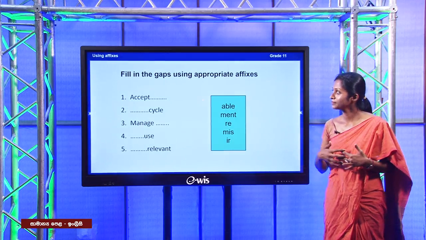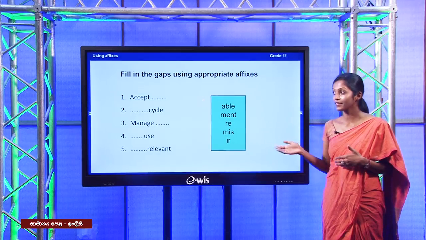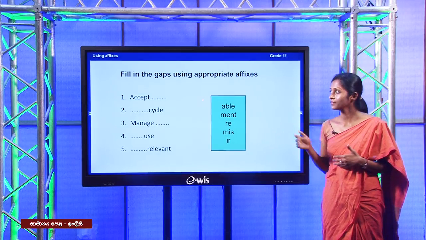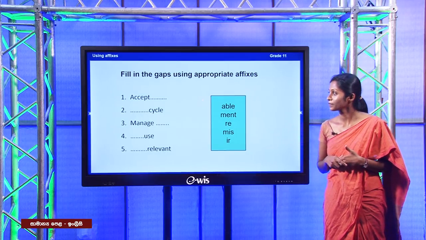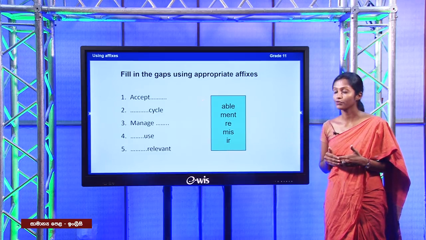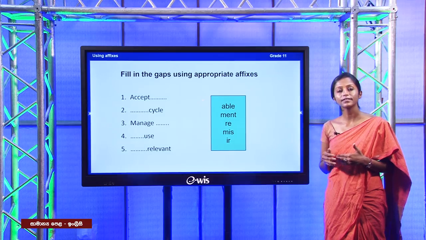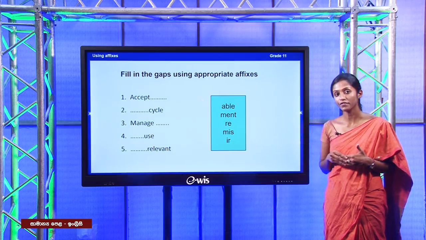Now I want you to practice prefixes and suffixes further. I want you to fill in these gaps using appropriate affixes. I have given you 5 affixes in the box. This is not difficult because there are only 5 root words. Look at the first one, accept. Second one, cycle. Third one, manage. Fourth one, use. Fifth one, relevant. So what are the appropriate affixes that you can use? You can either use a suffix or a prefix.